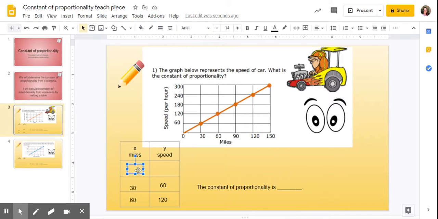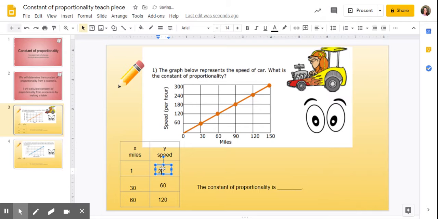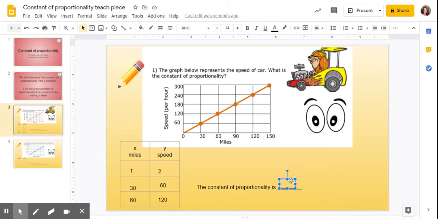So if x is 1, my speed is 2. So my constant of proportionality here is 2 because I am changing from left to right by 2. 1 times 2 is 2. 30 times 2 is 60. 60 times 2 is 120. That is the constant rate, the constant of proportionality. Now go back in and make sure you fill that in on that table.